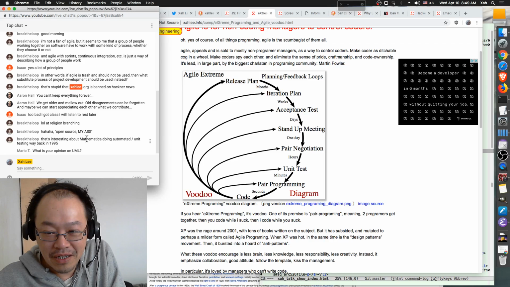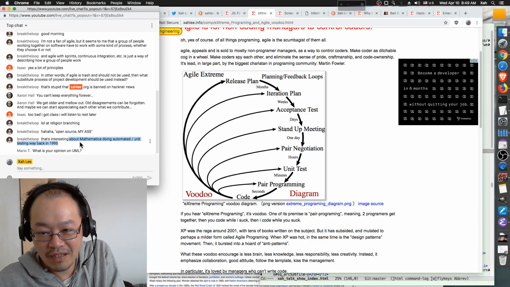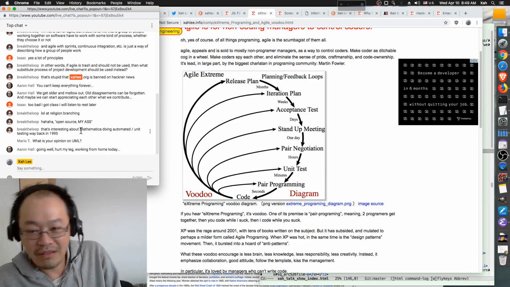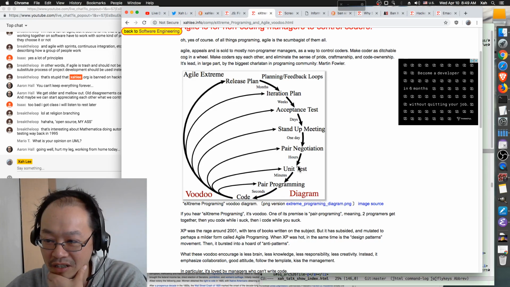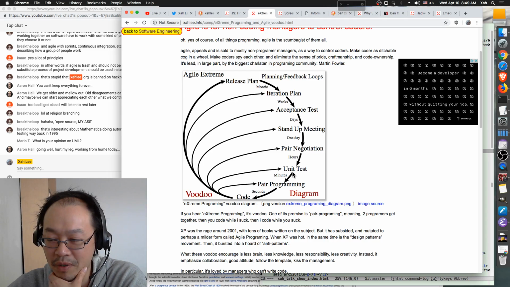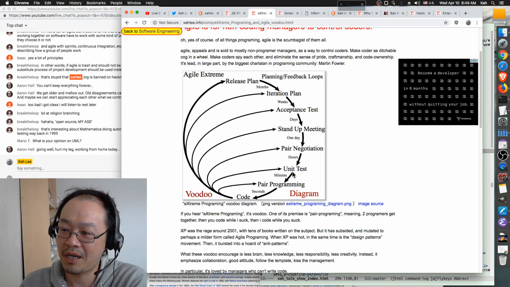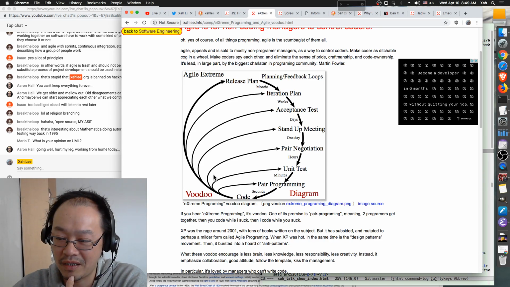Interesting about Mathematica doing automated unit testing back then. I suppose it's not just Wolfram Research; I suppose big companies did it too. It's not that the agile people invented unit testing. The only thing they invented is probably the name. Once you give something a name, it's more likely to spread and become more popular.